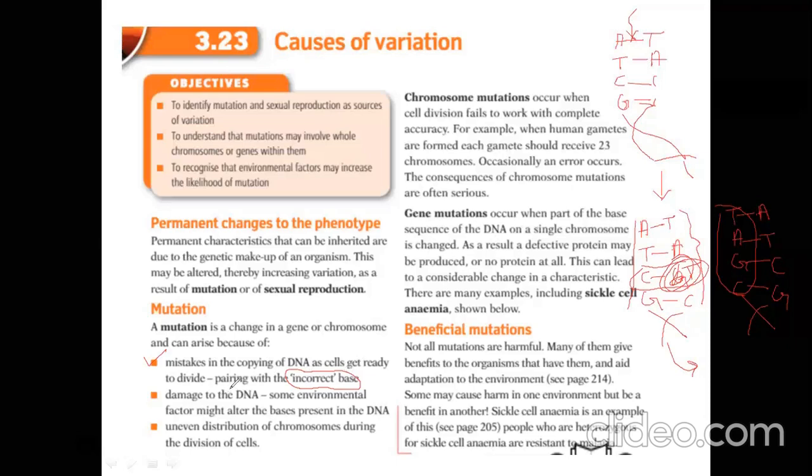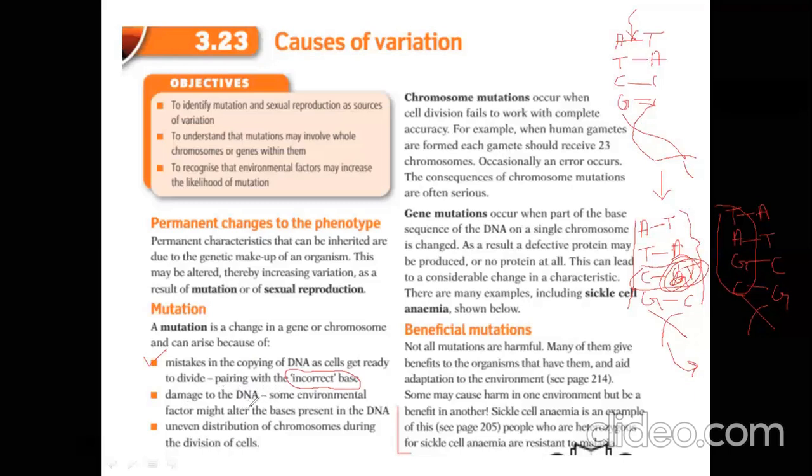When the cell is going to divide, at that time the cell has to have two DNA, right? For that, the cell has to replicate DNA to make two copies of that. But during that replication, some mistake happened and pairing happened with an incorrect base.